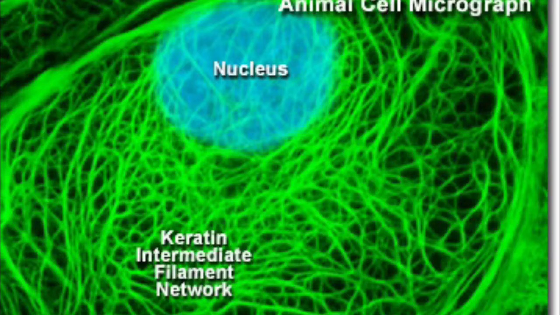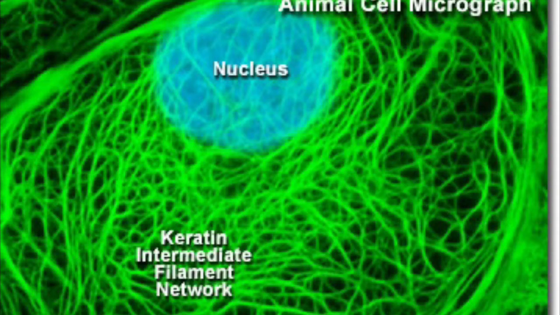IFs specialize in tensile strength. Their function is to withstand mechanical stress, such as pulling or stretching. They do this by stretching to distribute the forces of the mechanical stress throughout the entire cell. This mechanism prevents the cell from tearing. IFs are located between the MFs and MTs in the cytoplasm, where they form a network surrounding the nucleus and extending outward to the cell membrane.